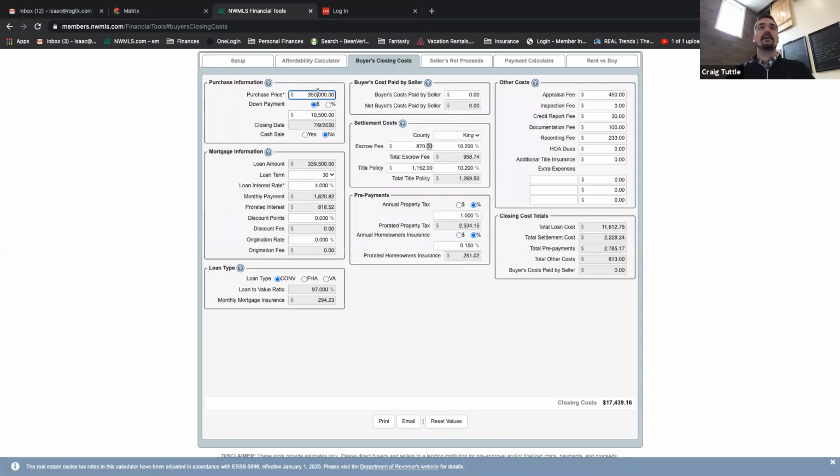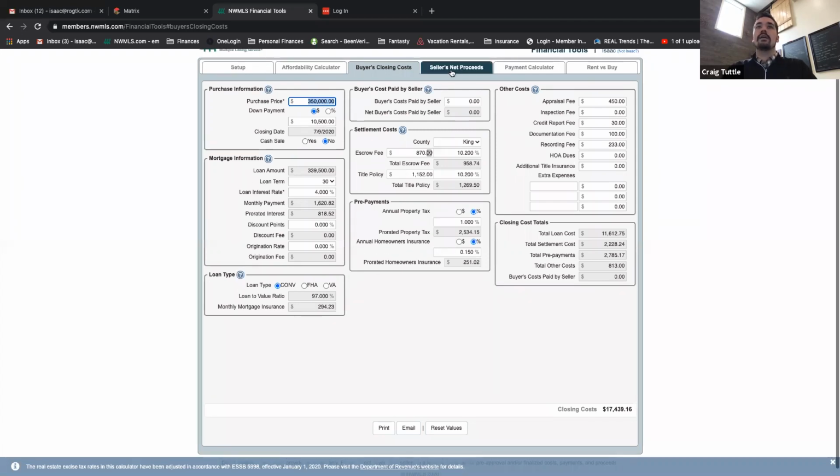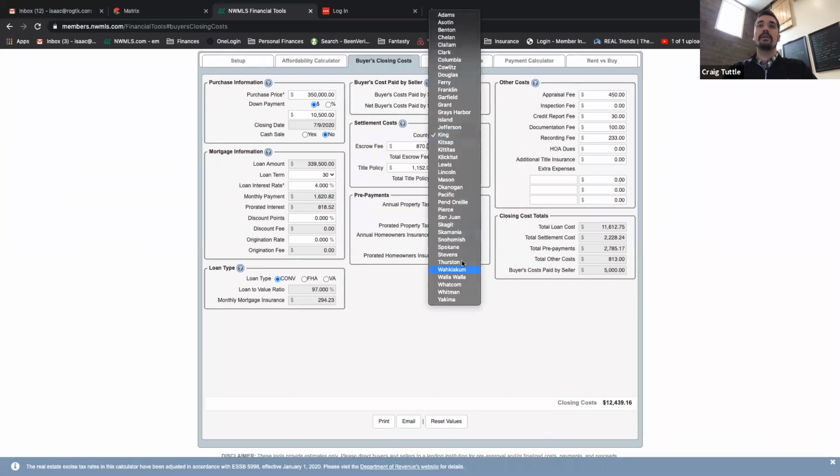Buyer's closing costs. So we'll go back again. It automatically takes purchase price from the other calculators you're using, which is cool. But purchase price of $350, down payment, that's 3%. Loan term, loan interest rate. If the buyer is paying discount points for a lower interest rate, you can add it here. You can just skip that for now. If the buyer is getting costs paid by the seller, let's say the seller is paying $5,000, you can put that there. Going to do Pierce County here.